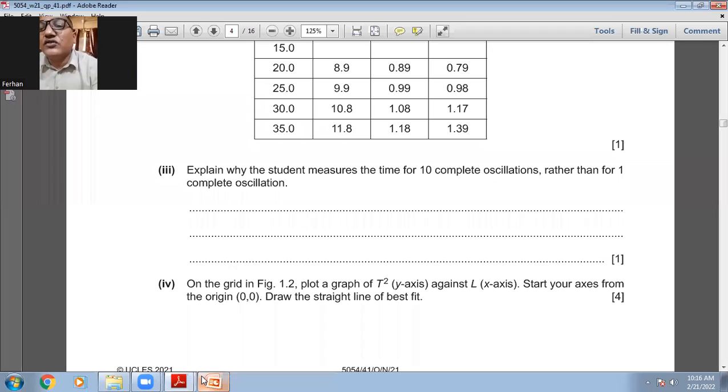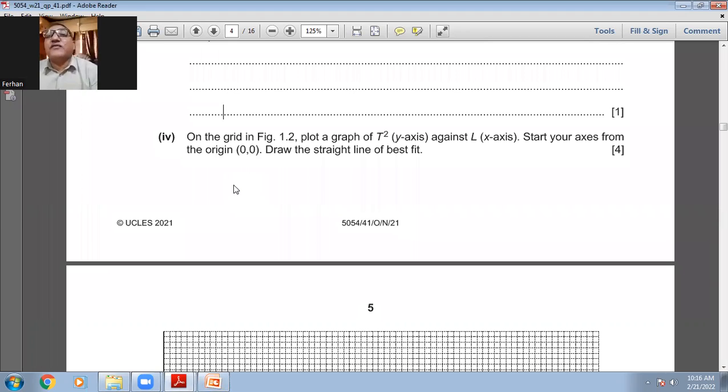Okay, so let's go to the next part. It says on the grid in figure 1.2, plot the graph of T square on the y-axis against L on the x-axis.